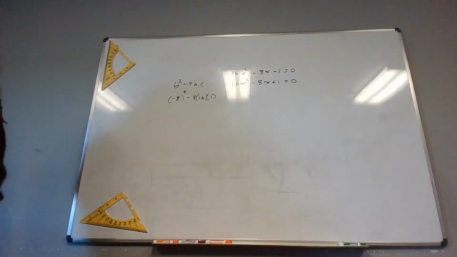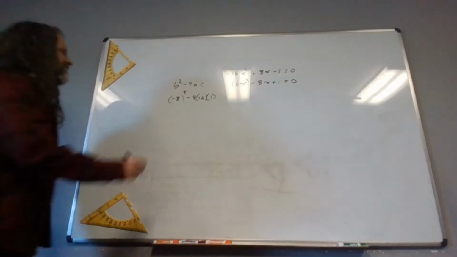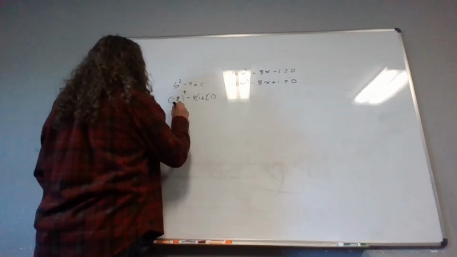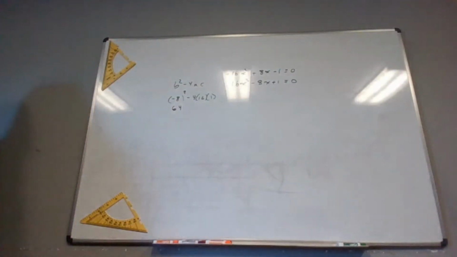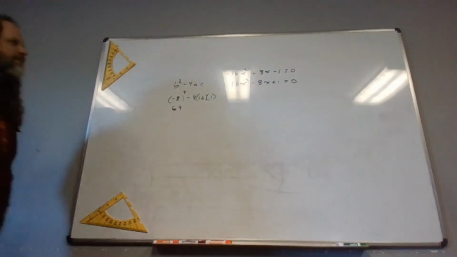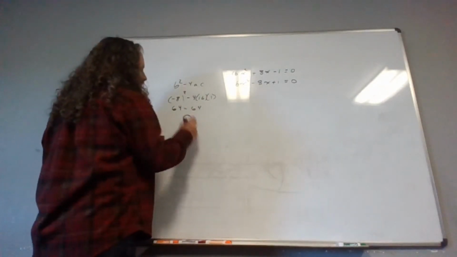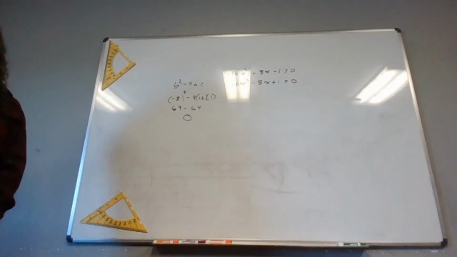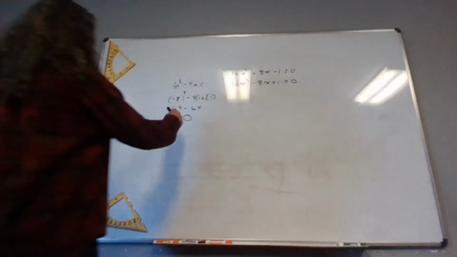What's -8 squared? 64. It is 64. Yay! What's -4 times 16 times 1? -64. That's fine. So there's the value of the discriminant, we did it.